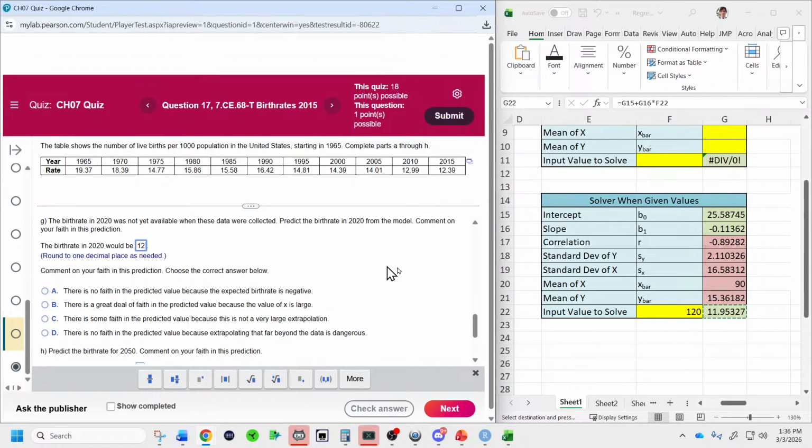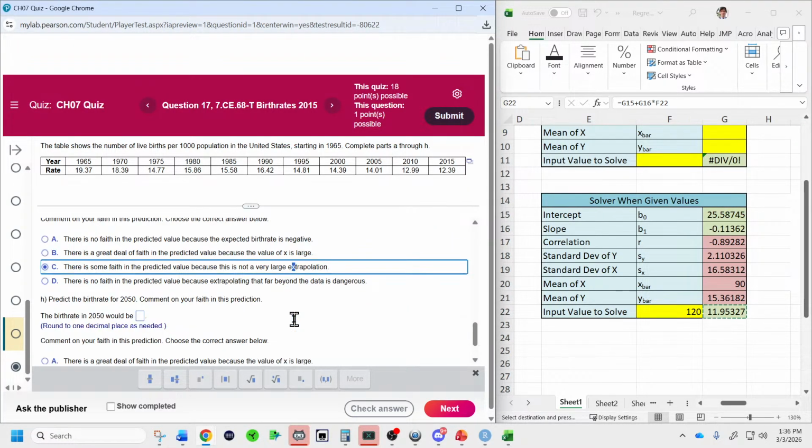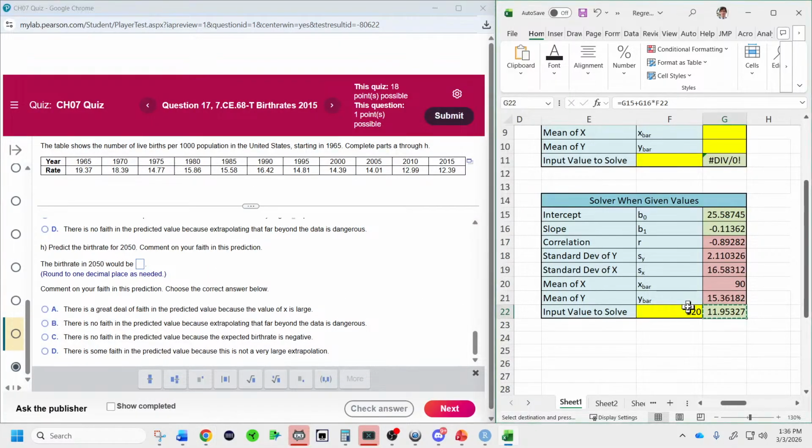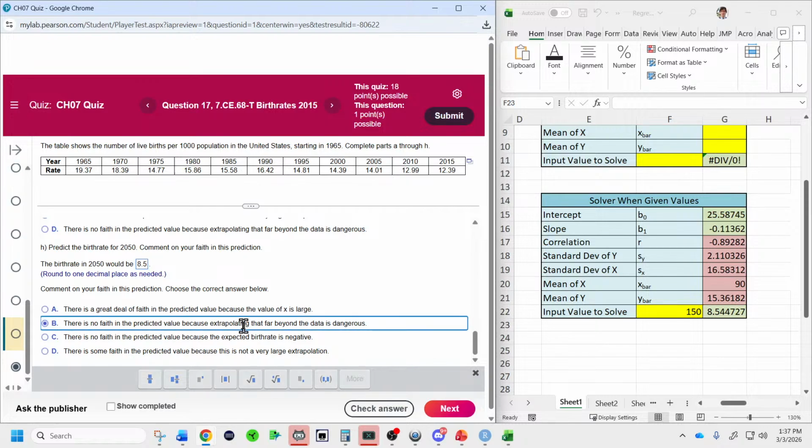I would say there's a tiny bit of faith because this model goes up to 2015. There's some faith because it's not a very large extrapolation going outside the X bounds of the model. And 2050 right there is going to be the year 150 because that's 150 years after. And once again, you can just plug in the numbers, but that's going to solve. I hope the regression solver should get it right. And I would say I have little faith. This is far beyond. It's a big extrapolation. I would say there's no faith because this is a big extrapolation.